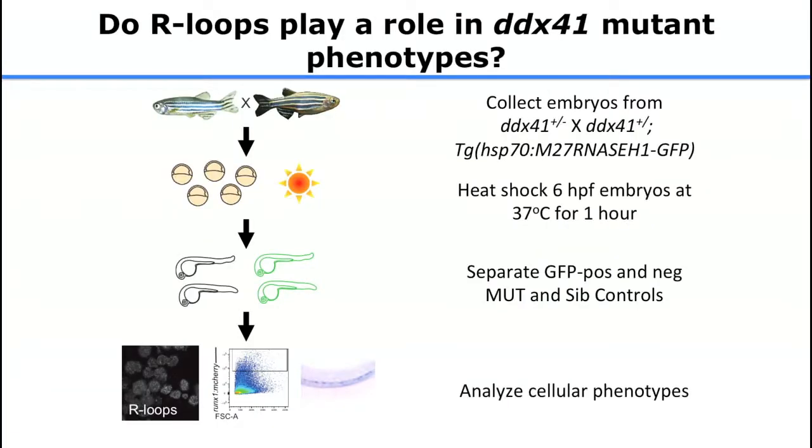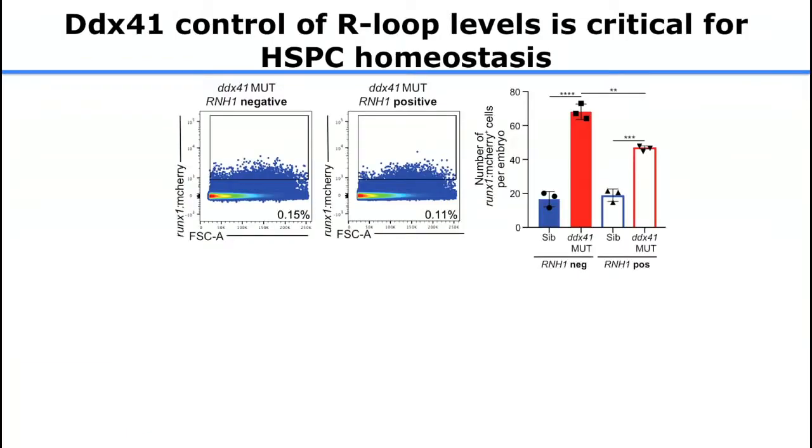Again, I've already explained the system. We use the same system. In this case, they're DDX41 mutants, and we were able to induce overexpression of the RNase H GFP as before, and then separate mutants from wild types and non-transgenics from transgenics, and then look at various assays to see how this might be impacting HSC formation. So what we did is, again, we heat-shock induced overexpression of RNase H1, and what you can see here is that the number of HSCs in a DDX41 mutant embryo is around 70.